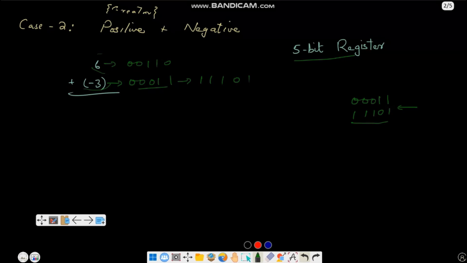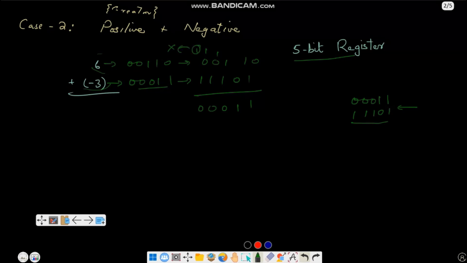The positive number, we don't need to find the complement of. We can rewrite that here too. Now I can simply perform addition on these: 0 plus 1 will be 1, 1 plus 0 will be 1, 1 plus 1 will be 0. I will have a carry here, 1 plus 1 will be again 0. I will have another carry here, 1 plus 1 will be again 0. I will have another carry here, but this carry will be discarded.